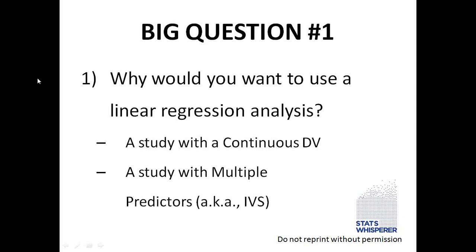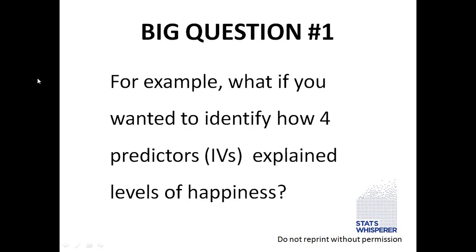Also, if you have multiple predictors, also known as independent variables, that would be accommodated by linear regression analysis. So continuous dependent variable and multiple predictors of that continuous dependent variable. So, for example, what if you wanted to identify how 4 predictors or independent variables explain happiness, which is the example I just used, what a coincidence, right? So let's see what that would look like.